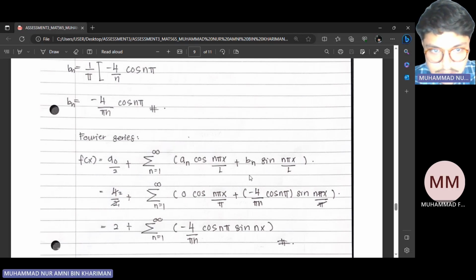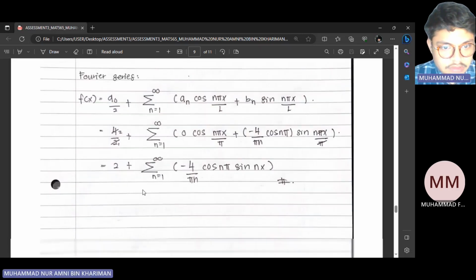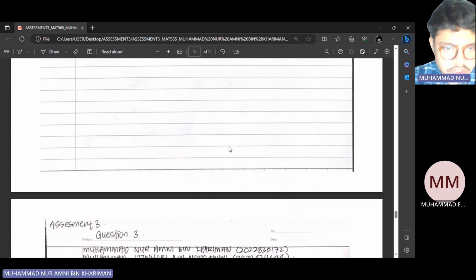And then the value of Bn is negative 4 over pi n cos n pi. And then we construct again. So the final answer for the Fourier series is 2 plus summation of negative 4 over pi n cos n pi sin n x. That is all for question 2b.